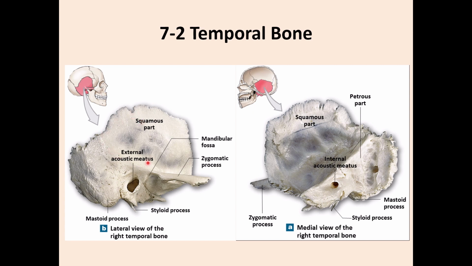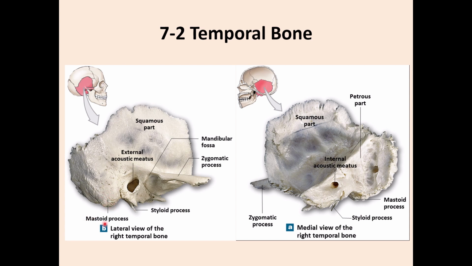It has two parts. One is the flat area, which is called squamous, and the irregular area at the bottom is called petrous. Petrous means a stone or a rock, so it is irregular in shape. You have different processes here. One is called the mastoid process.